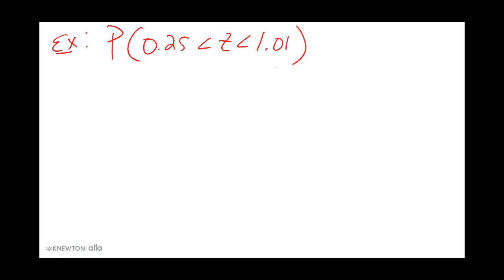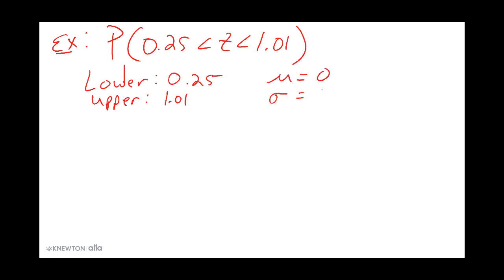All right. The third example, I should say: what's the probability that 0.25 is less than z is less than 1.01? Our lower bound in this case will be 0.25. The upper will be 1.01. Y'all know the drill about the mean and the standard deviation. To the calculator we go.